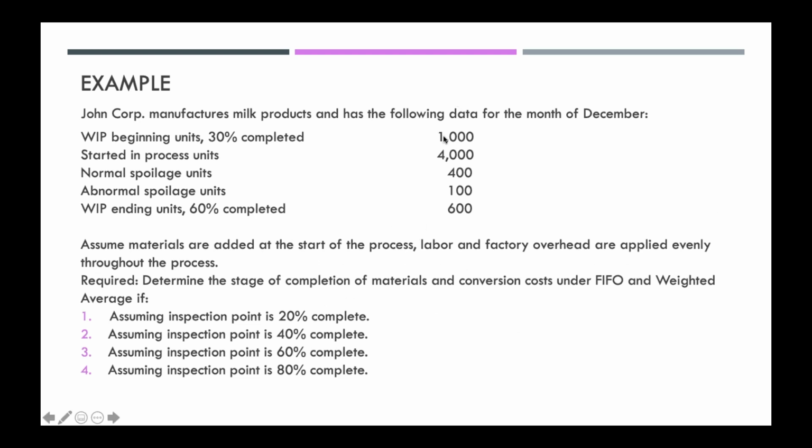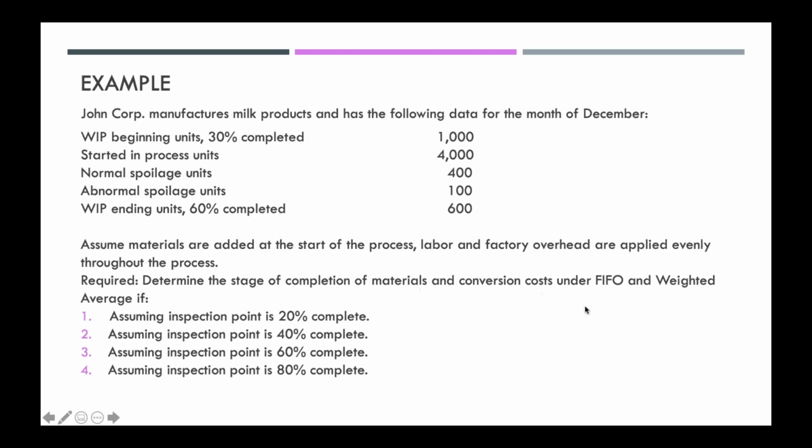So the same example, 1,000 beginning, 4,000 started. So we are accounting for 5,000 units. The same number of normal lost and abnormal lost and work in process. Now assume the materials are added at the start while labor and overhead are applied evenly throughout the process. Now this is the inspection point. 20%, when the process reaches 20%, mag-inspect sila whether there are lost unit or not, or none, or 40, 60, and 80.